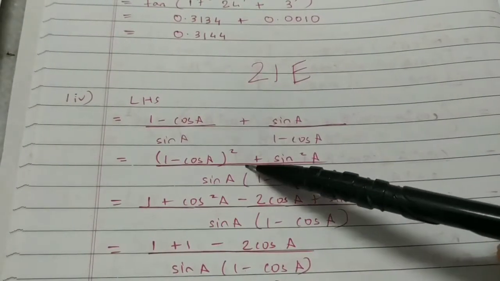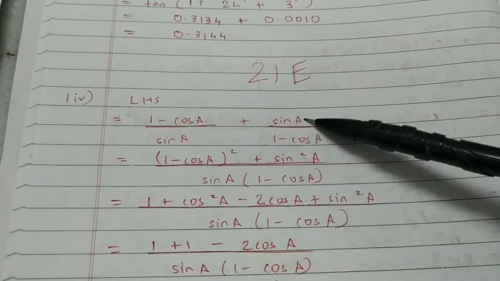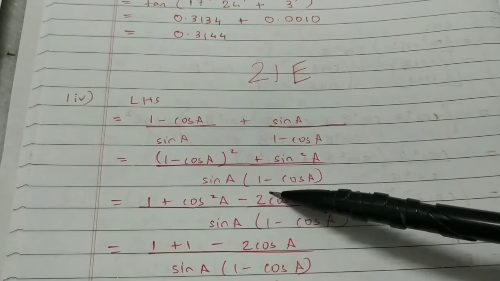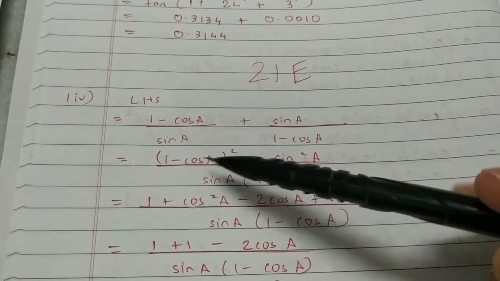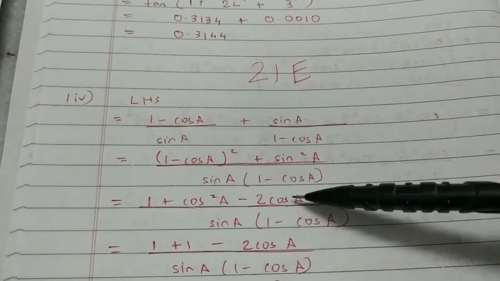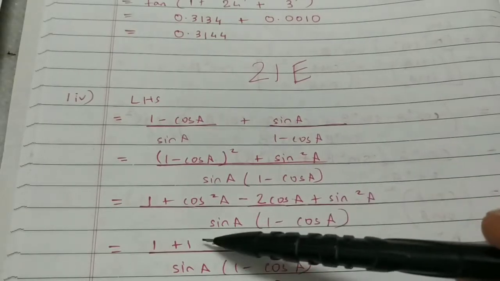We'll do the LCM. So into 1 minus cos A into 1 minus cos A into sin A into sin A, so that the denominators become common, which is sin A into 1 minus cos A. In the numerator, we open the brackets. A minus B the whole squared is A squared plus B squared minus 2AB. Now cos square A plus sin square A is 1.